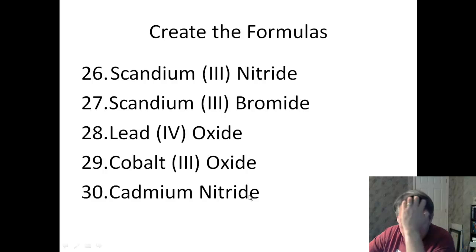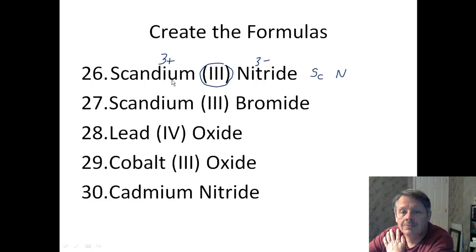Alright, how about these? Scandium. Right? Well, scandium, it tells you it's 3. So again, even if it's not on your ion chart, it tells you it's a 3. And you have to just find scandium, which is Sc, and nitrogen. And this is 3 minus, and this is 3 plus, so they cancel each other out, so it's just ScN.